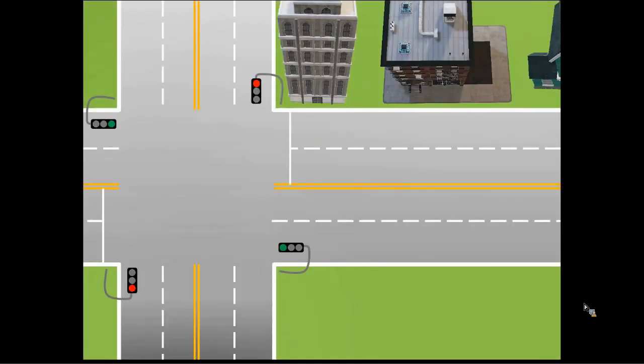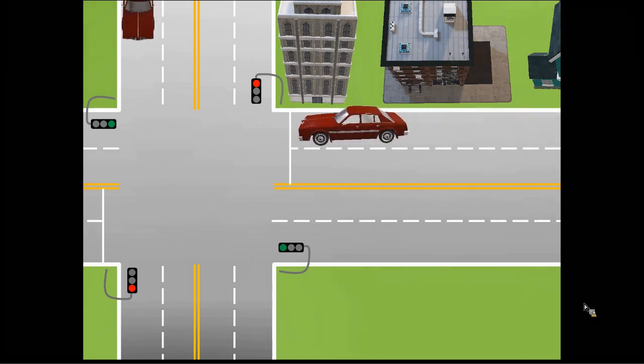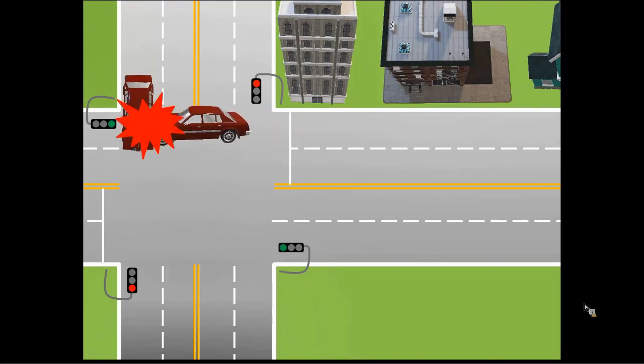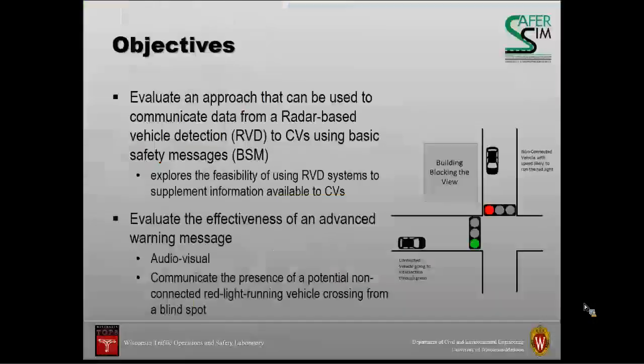So for example, if we take a look at this image, we can see a driver. He has the green light, and then because of the building at the corner, he's not able to see that someone is running the red light, and hence we have a crash. So how can we mitigate this?